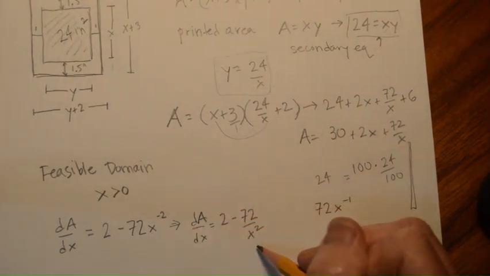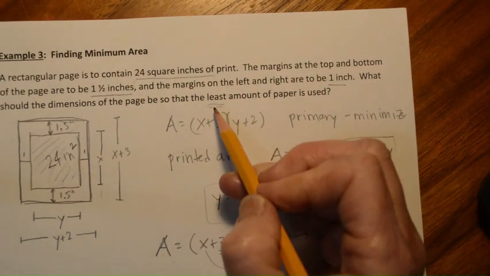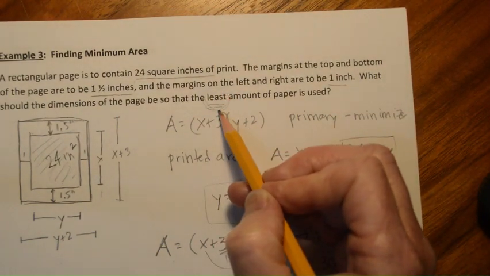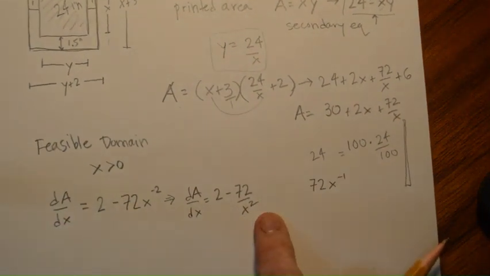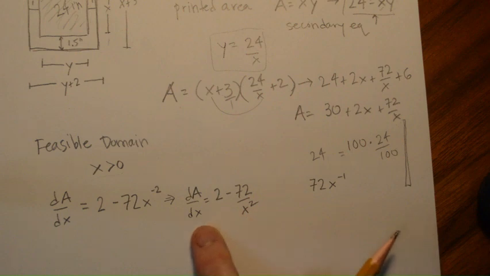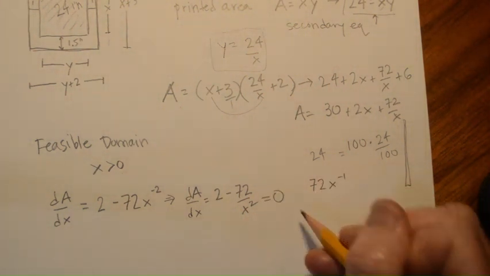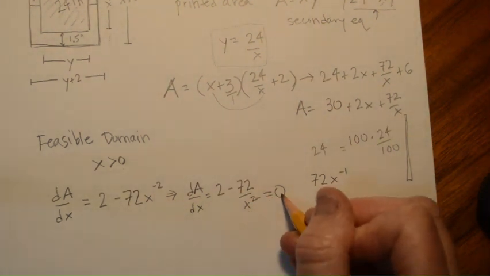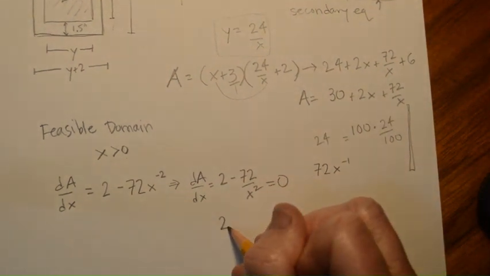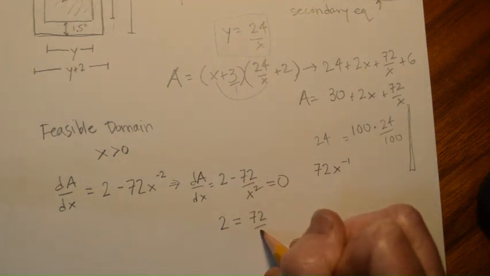Right, and now we're trying to find where are the max and min values, because again, we're trying to find the least values. We're looking for a minimum, right? So we've taken the derivative. This is the spot where we're looking for critical numbers. And so we would say, okay, well, let's set this equal to 0. So then if I move this term over to the other side, I'm going to again end up with 2 equals 72 over x squared.